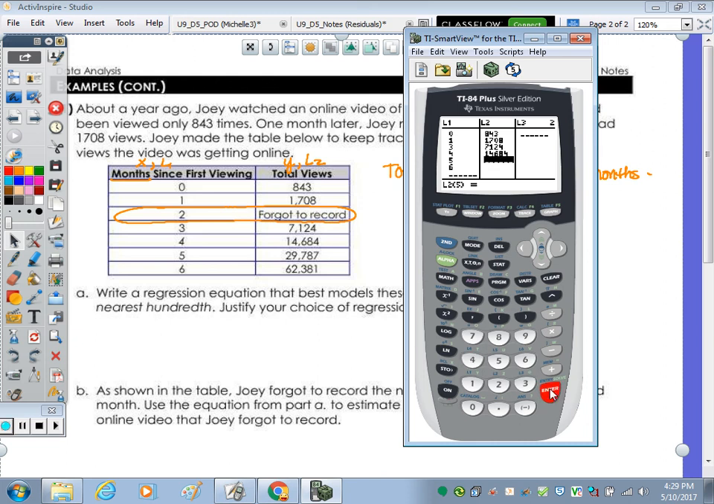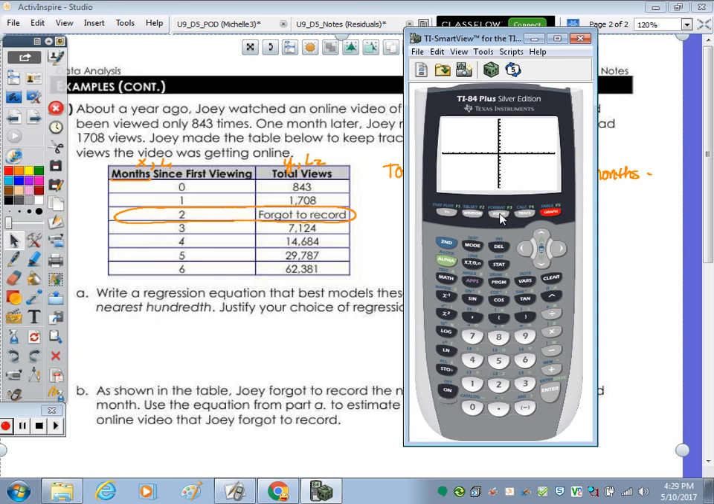And then 5 is 29,787. And then 6, 62,381. Okay, so now I want to see the scatter plot for this. So I go to second, stat plot, number 1. I need to turn the plot on and then go down. And it's on scatter plot and it's on list 1 and list 2. So now I'm going to hit graph.